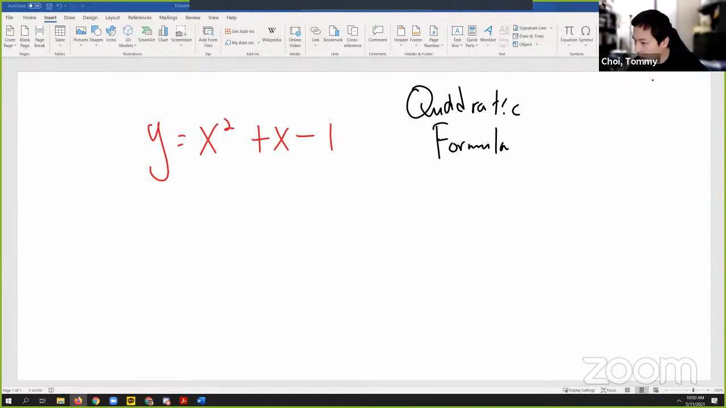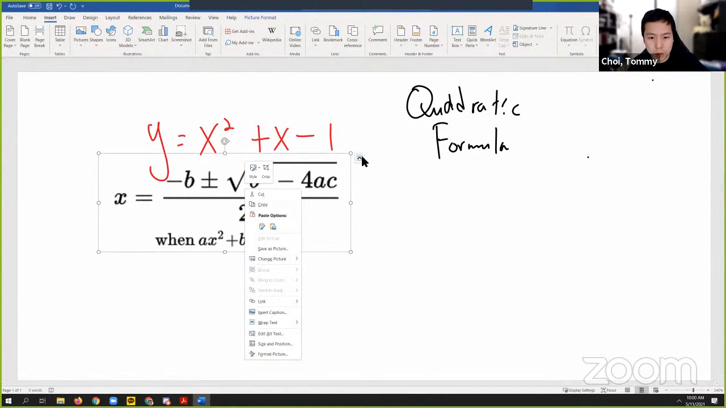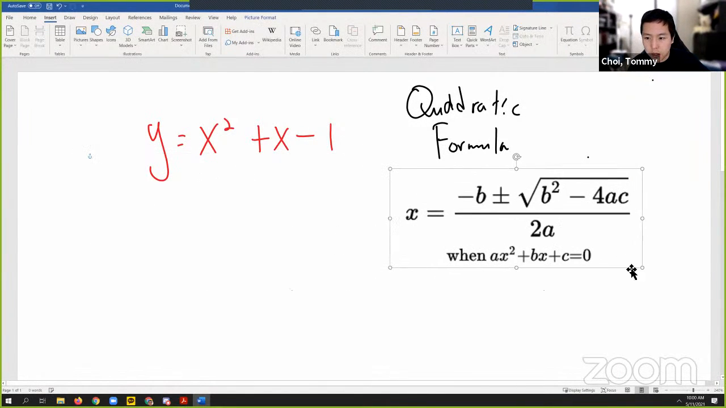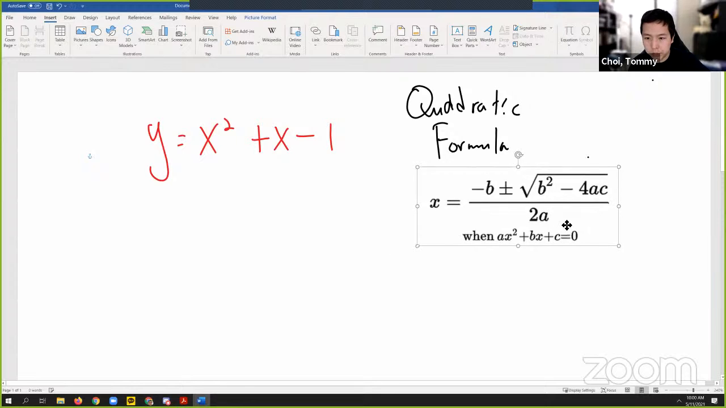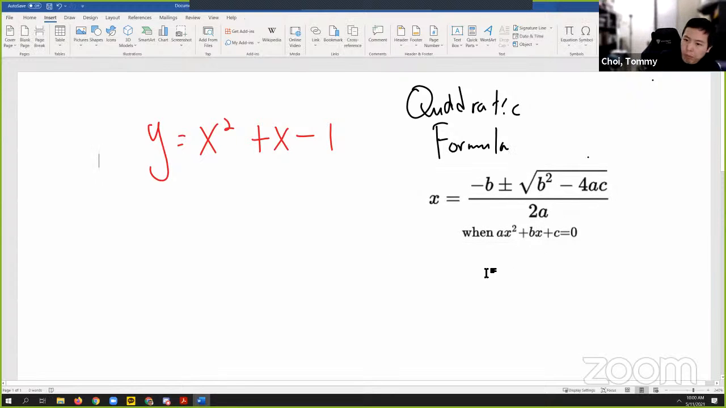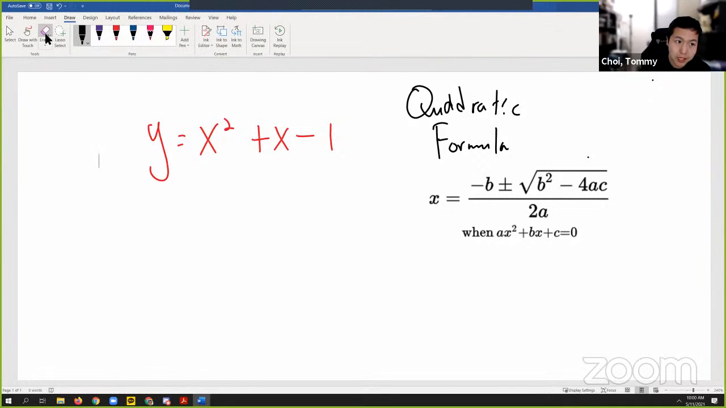Let's just be technologically advanced here and be smart about how we do these things. This is the quadratic formula. Okay? Looks complicated, but it's not that bad. The only bad part about this is making sure that you don't make any mistakes in your calculations. That's the bad part.